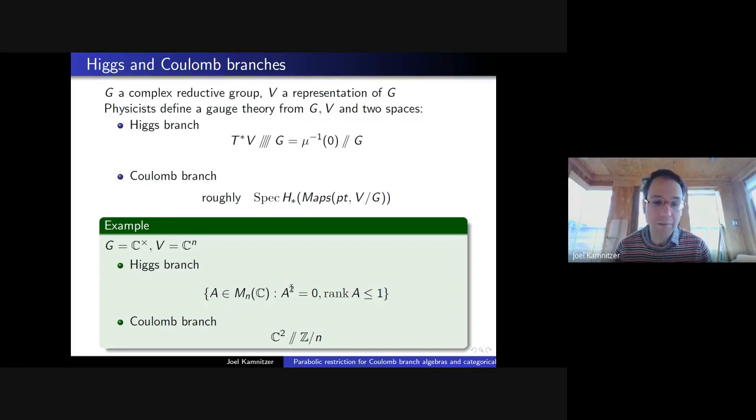On the other hand, the Coulomb branch, for reasons which are initially maybe mysterious, is just C^2 mod Z mod n. This is the Kleinian singularity C^2 mod Z mod n in this case. When n is 2, these two things happen to coincide.